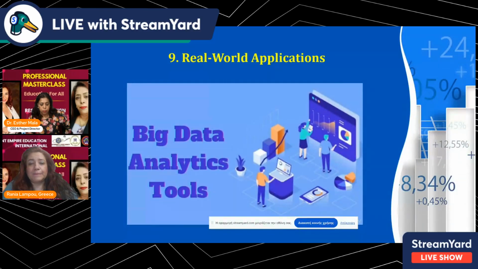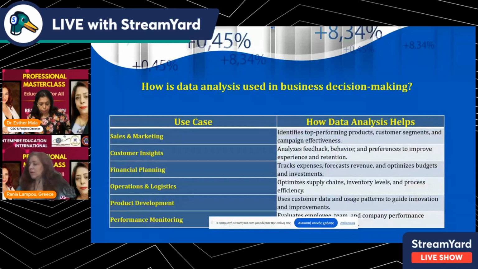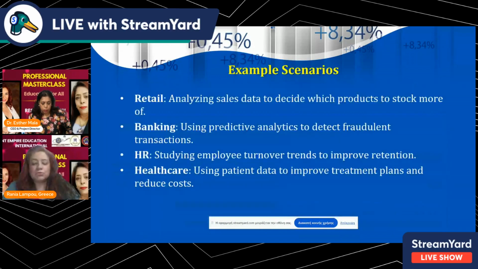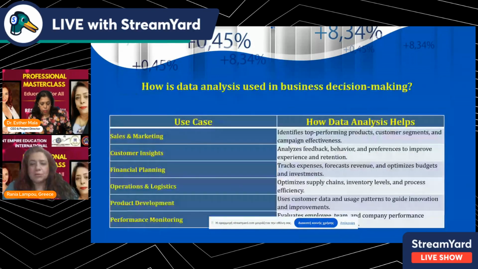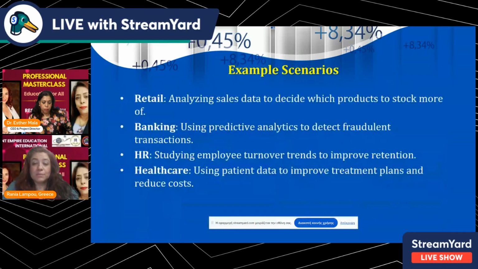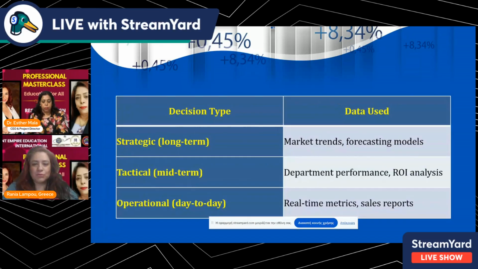And the real-world applications now. For example, data analysis is used in business decision-making, sales, marketing. In customer insights, we want to analyze behavior and preferences to improve experience. Financial planning, to track expenses and forecast revenue. For operational logistics, for product development, for performance monitoring, to evaluate our employees' performance, for retailing, for banking. For banking, we can use predictive analytics to detect fraudulent transactions. In healthcare, AI is very useful also for all these things.